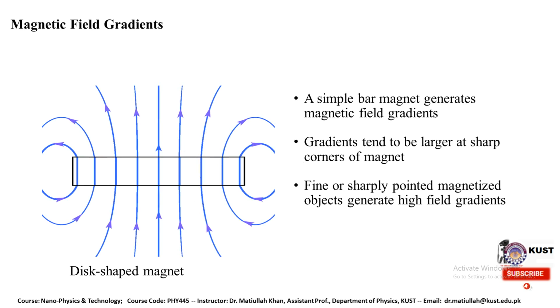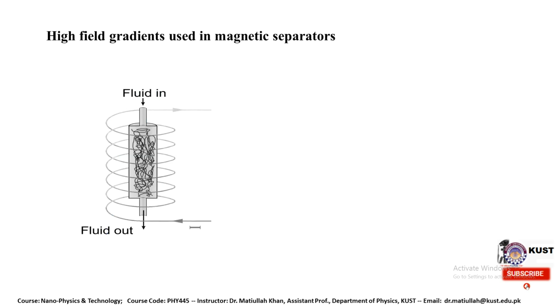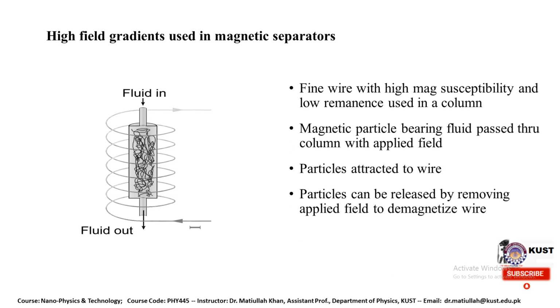Here we can see the magnetic field gradient that is present in a disc shaped magnet. We have a simple bar magnet generating magnetic field gradients. The gradient tends to be larger at sharp corners of the magnet. Fine or sharply pointed magnetized objects generate a high field gradient, and this high field gradient is used in magnetic separators. In this particular case we want to separate something, and that is done by magnetic separators.